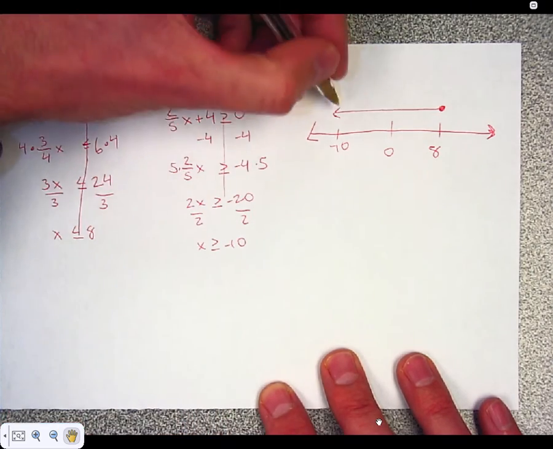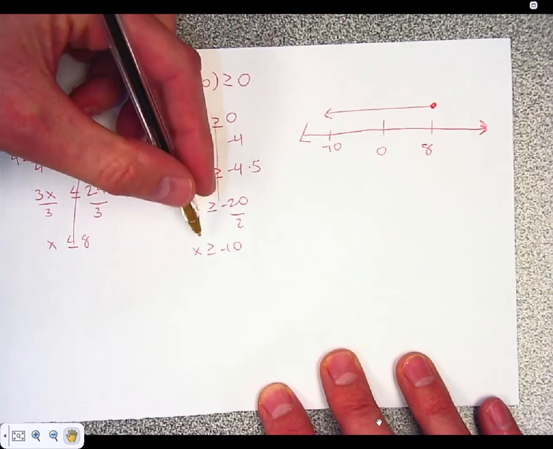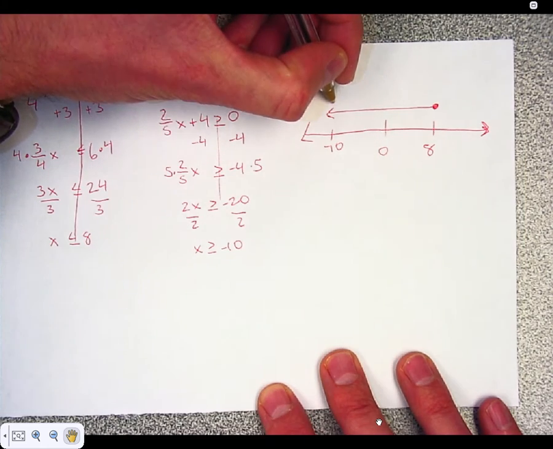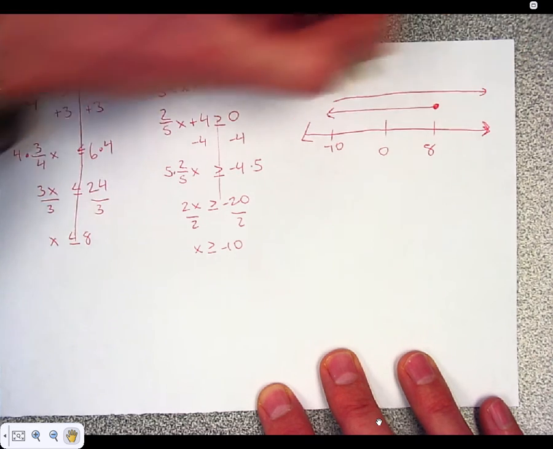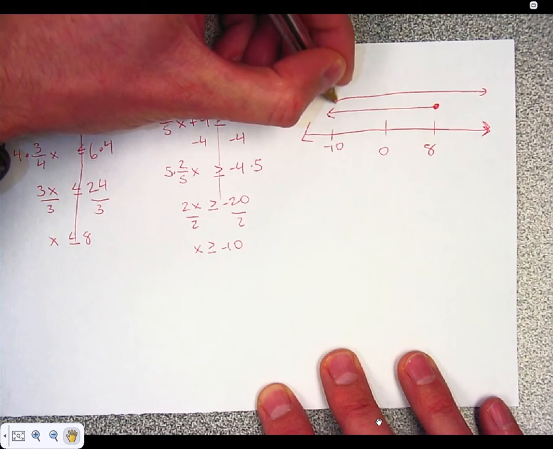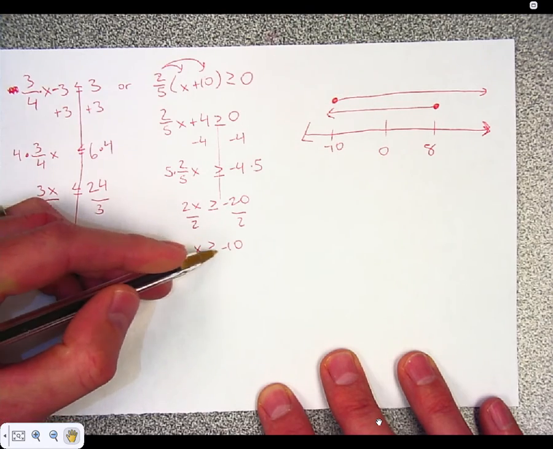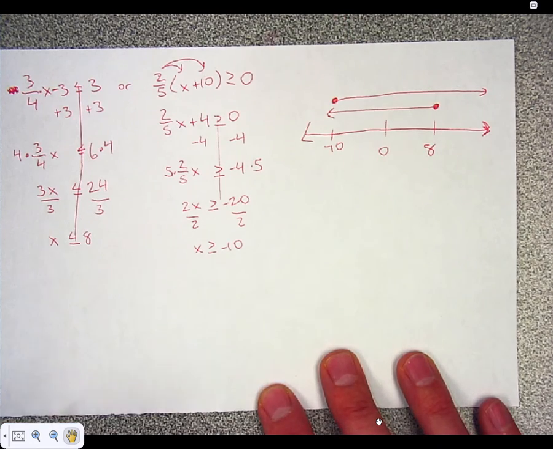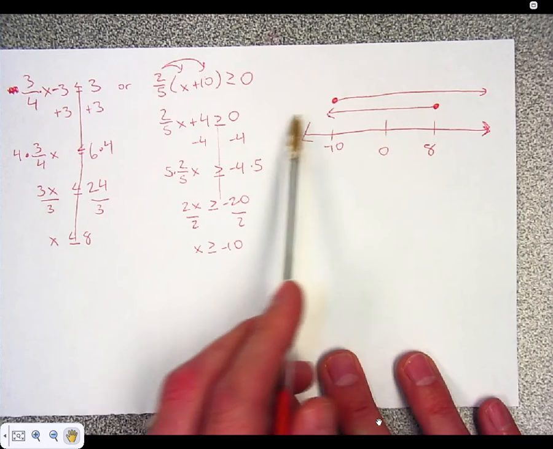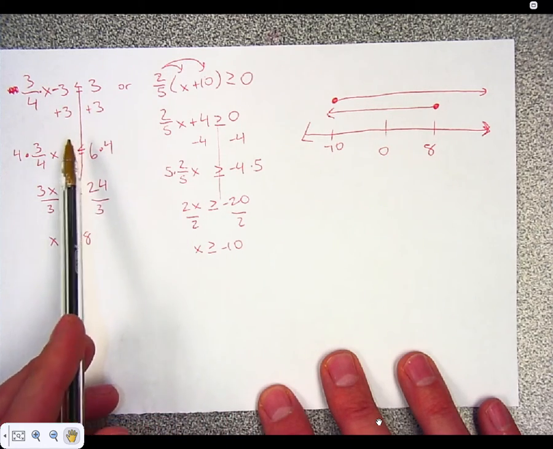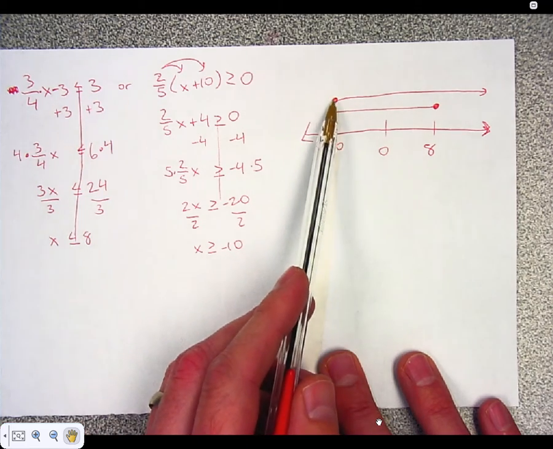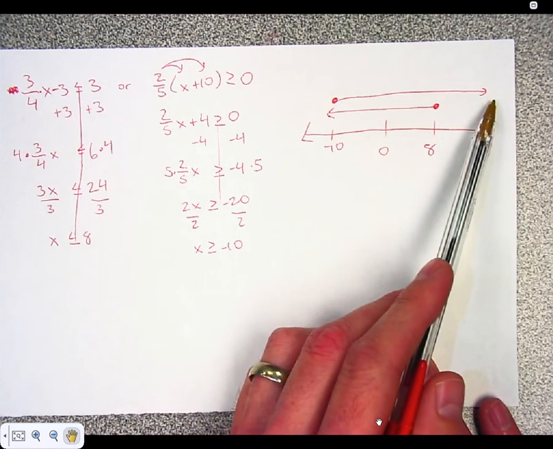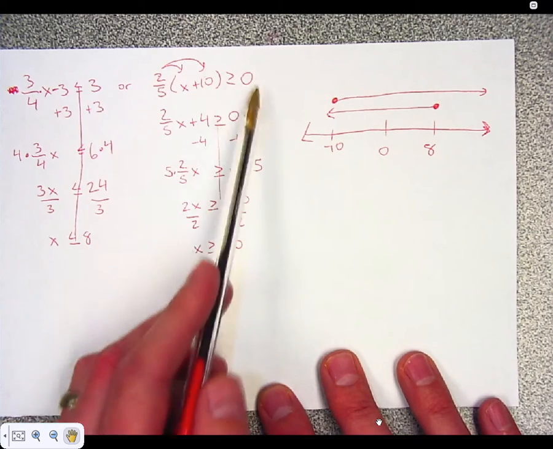So for this inequality, I'm looking at all the numbers bigger than -10, including -10, or equal to -10. So really, any number less than 8 down to -infinity will work for this original inequality. Any number greater than -10 through infinity will work for this inequality.